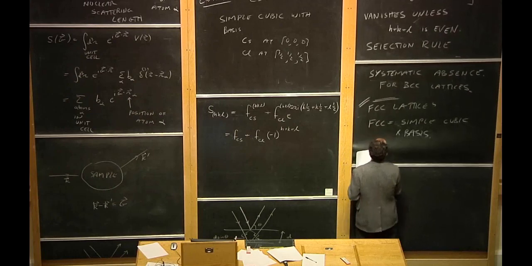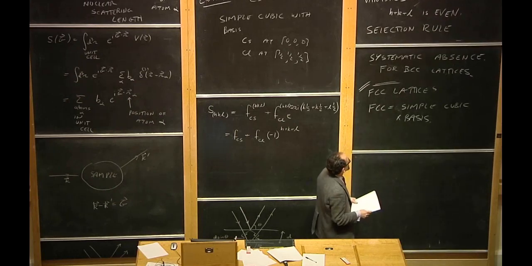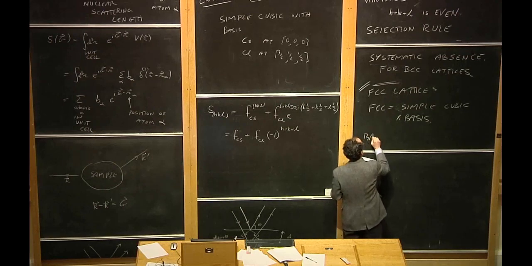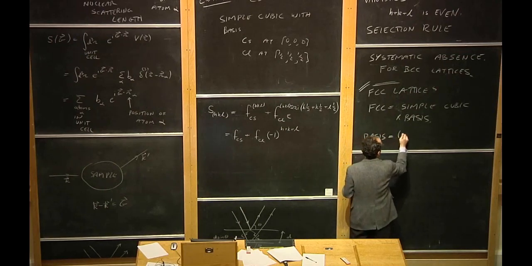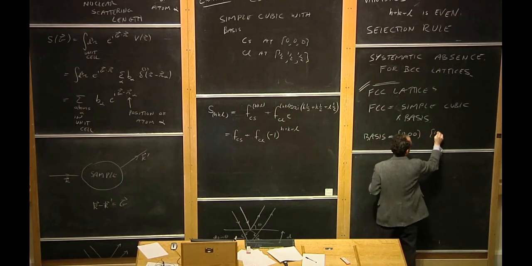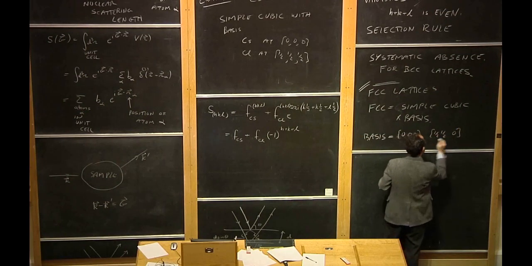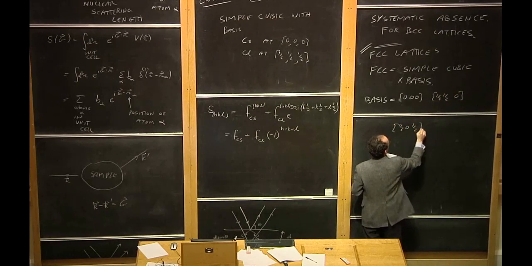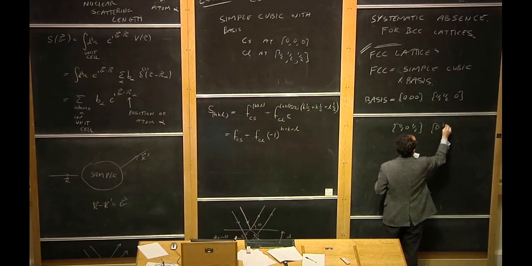All right, back to FCC. We can think of it as simple cubic with a basis, where the basis equals 0, 0, 0, and 0, 1/2, 1/2, and 1/2, 0, 1/2, and 1/2, 1/2, 0.